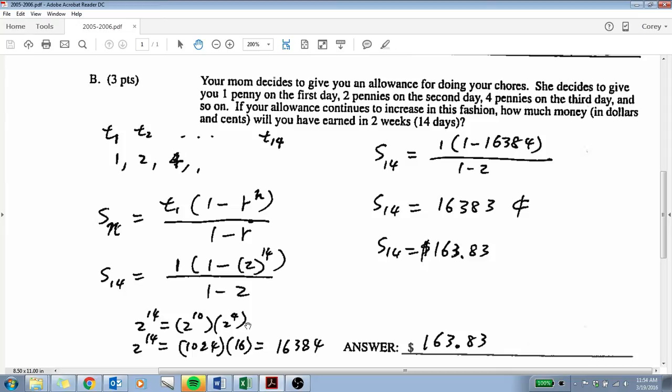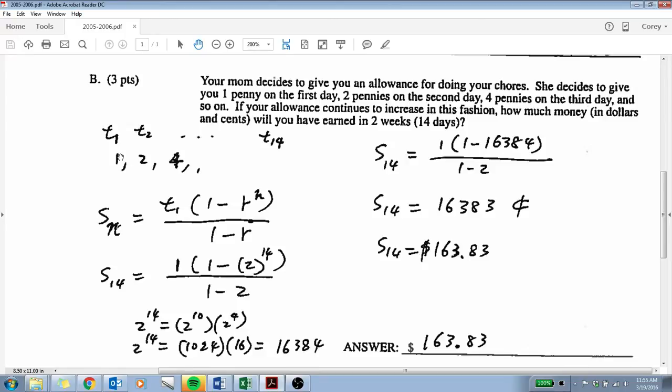So we have a formula that you need to have memorized, so make sure you know this formula. As you see it right here, where the sum of some number of terms is equal to the first term times 1 minus the common ratio to the n power, and then all that over 1 minus r.